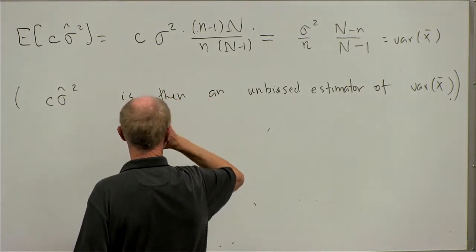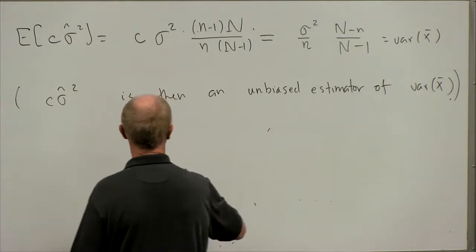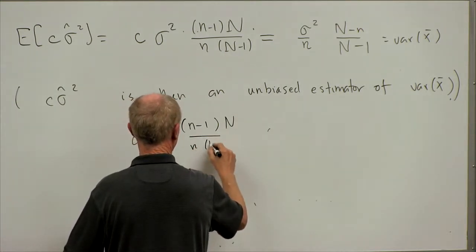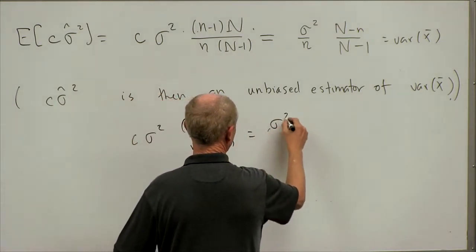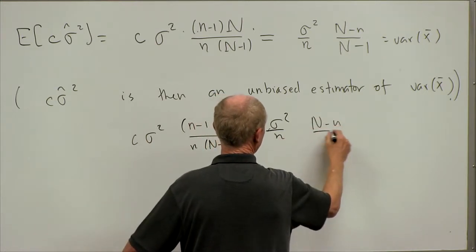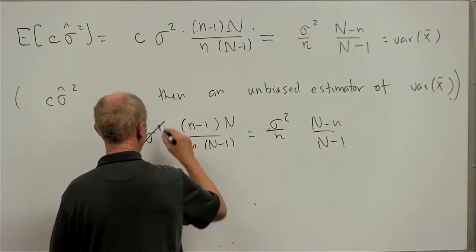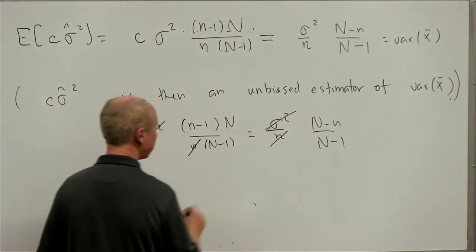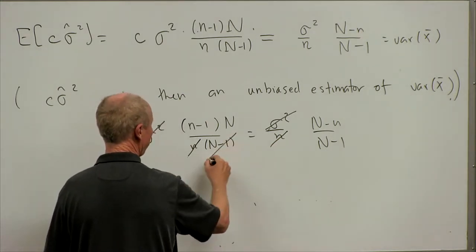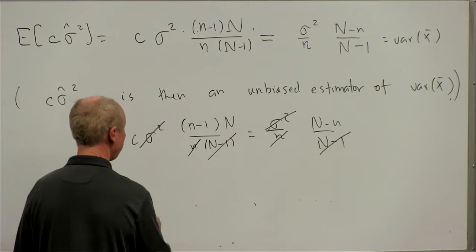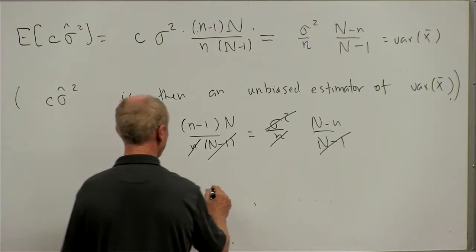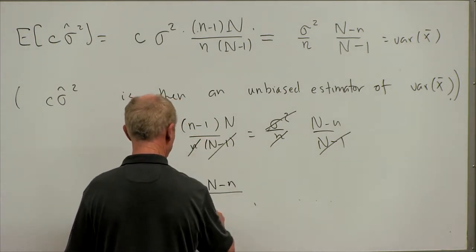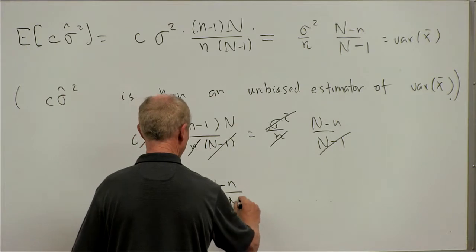Okay, so first, I guess we can cancel the sigma squareds on both sides. Then we can cancel the little n on both sides. Then we can cancel the capital N minus 1 on both sides. And then if we just divide by this number here, we get that.